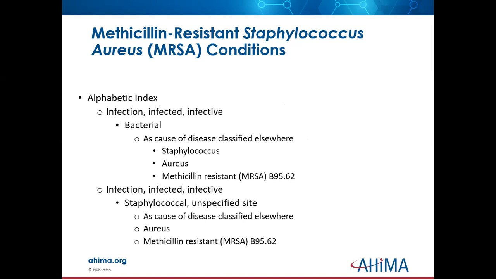When we're looking for the main terms of these methicillin-resistant Staphylococcus aureus conditions, start with infection. And since Staphylococcus is a bacteria, we look bacterial as cause of disease classified elsewhere: Staphylococcus aureus, methicillin-resistant, and then we would find a code of B95.62.